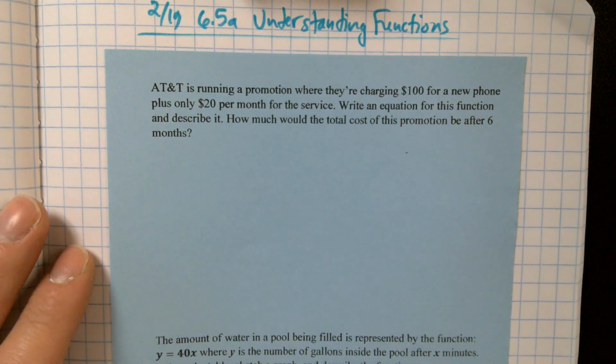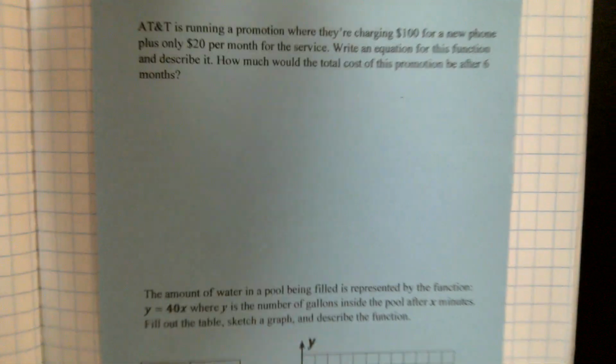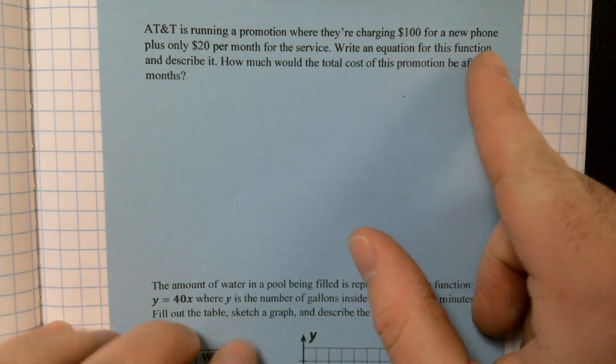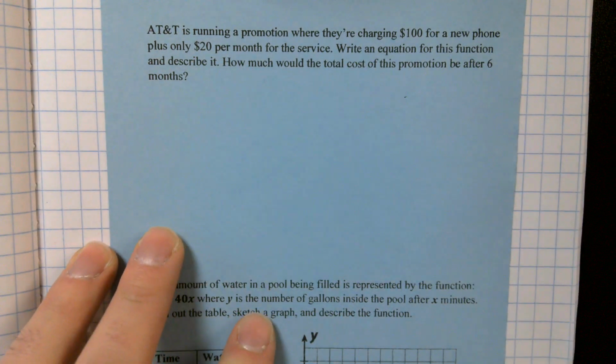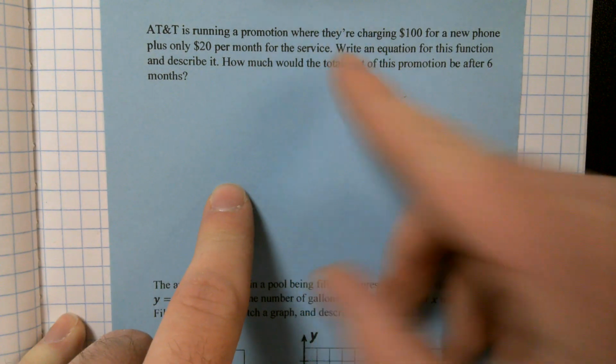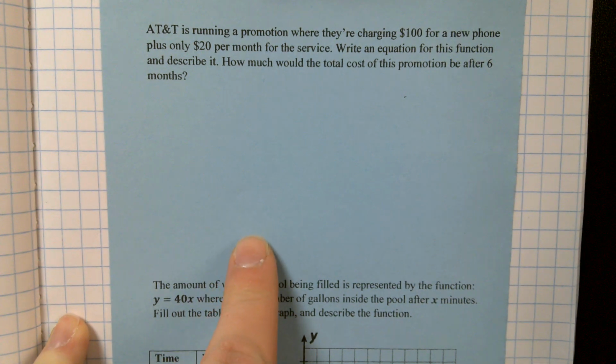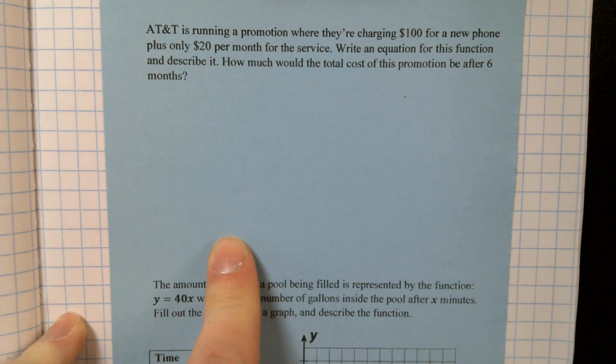So first up, AT&T is running a promotion where they're charging $100 for a new phone, plus only $20 per month for the service. Write an equation for this function and describe it. That's the first part. I'm going to put a little 1 there.